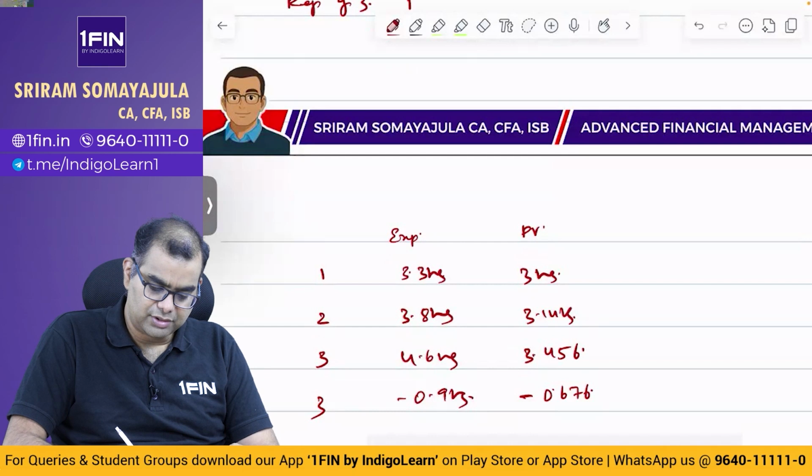Now 1 by 1.12 for 1, 2, 3, 4 is 0.636, 5 is 0.567, then 0.507, then 0.452, then 0.40, then 0.452, right? Now this 24 dividend, how long will he get it? He will get it for the next 3 years: 24, 24, 24. In the last year, he is selling it off at some price. We will come to that, what price he is selling it off. But first, let us find out this value.